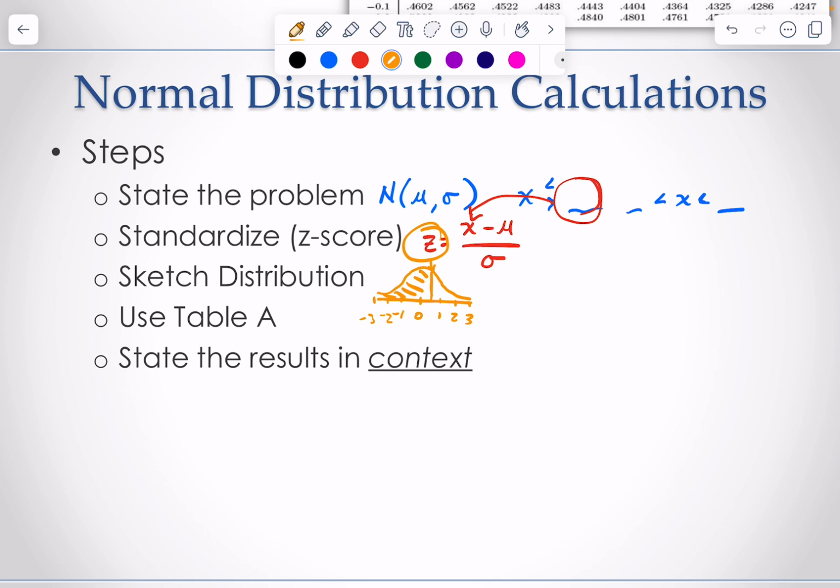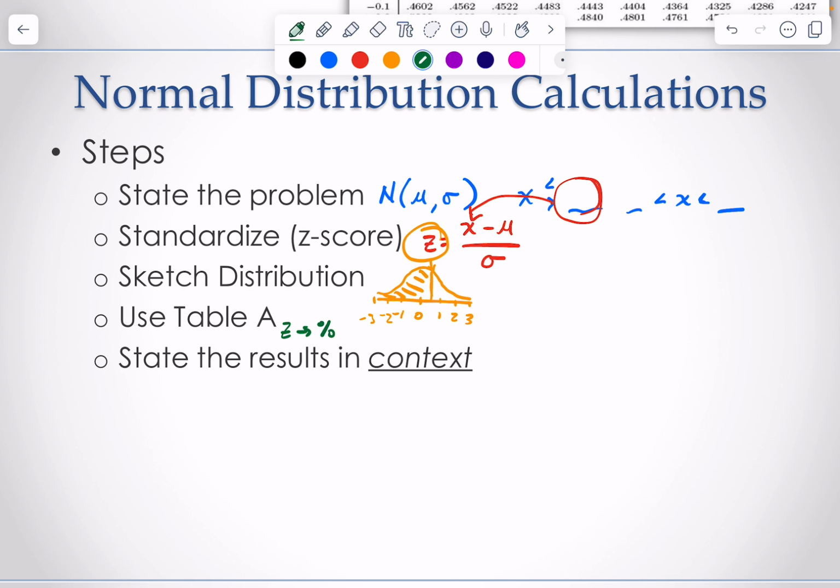Once I have the distribution drawn, then I go to calculate my percentage. So I can use table A, and I take that z-score, whatever it happened to be, and I convert it to a proportion or a percentage. So the percentage to the left, percentage to the right, or in between, depending on what I'm looking for. And then the last thing is making sure that we state the results. We actually interpret the values. Once I find that final proportion, what does it mean in the context of the problem? So this percent of values were less than this particular cutoff, or this percent of values were more than it, whatever the case may be.